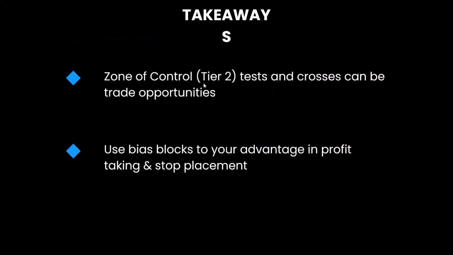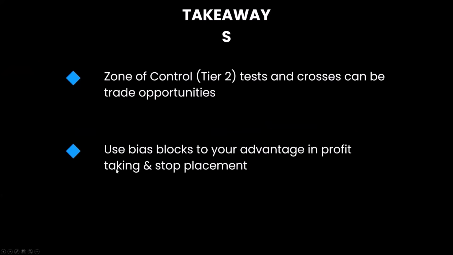The last takeaways is zones of control. So those tier 2 zones, when price tests them or when price crosses through them, they can make trade opportunities. So we saw that test where price got rejected on MNQ is a great short opportunity, and we've seen that when there's a cross, it's also an easy reward to risk trade.